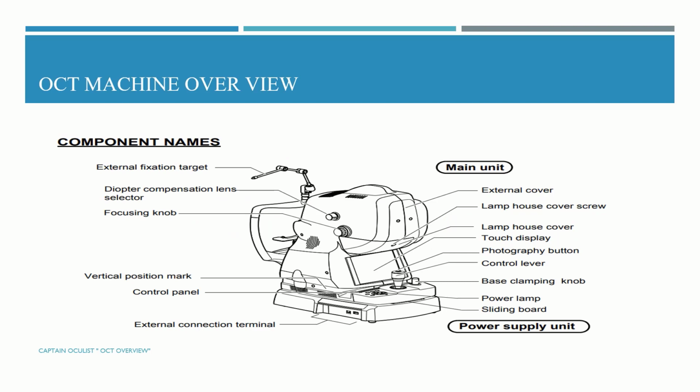Let's talk about the machine. This is the machine overview. In this slide I have added a picture of the machine, and this is our front view where the examiner sits. Important parts that you need to understand are the external fixation target, focusing knob, external connection terminal, touch display, control lever, and power lamp. We have some buttons that I will tell you in detail in the next slides.